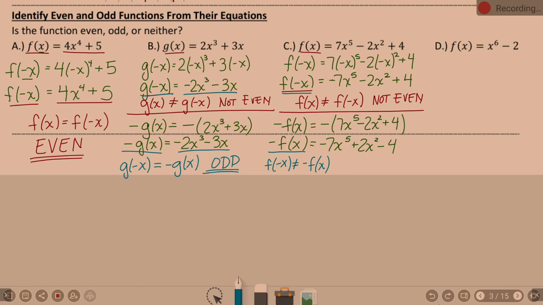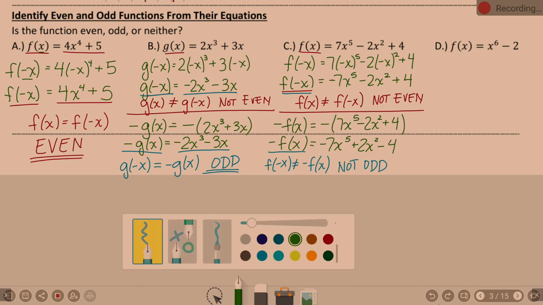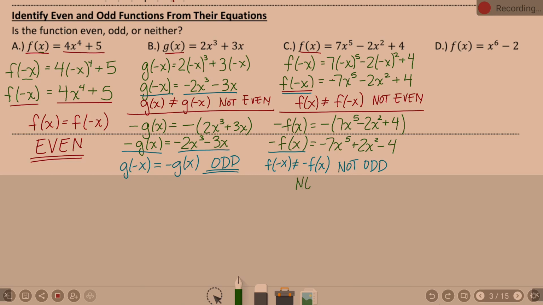So that tells me it is not odd. It's neither. It's not even, it's not odd. So how do you write that, like within the f of x, whatever, you just write neither? My proof or explanation for neither is that it failed the even test and it failed the odd test. Does that make sense? If it fails even, it fails odd, it's neither.